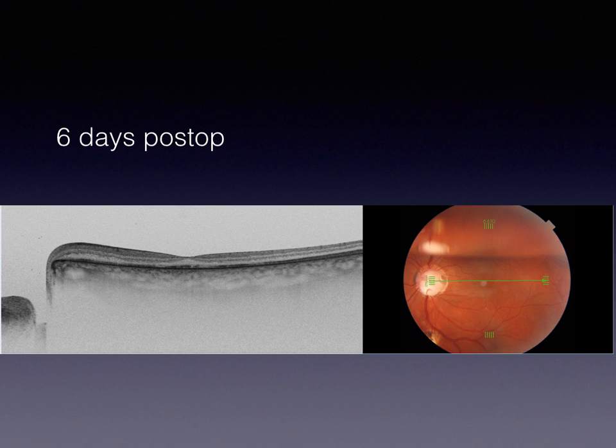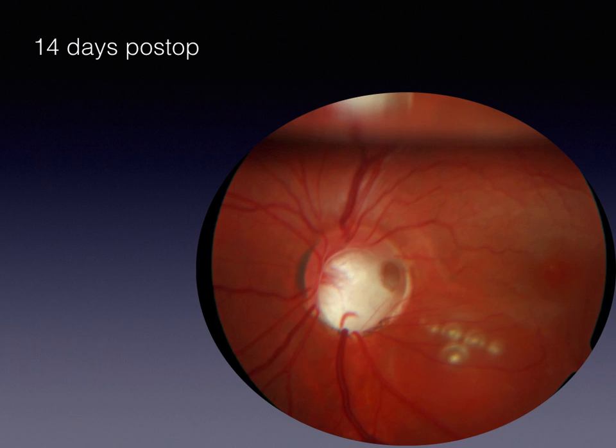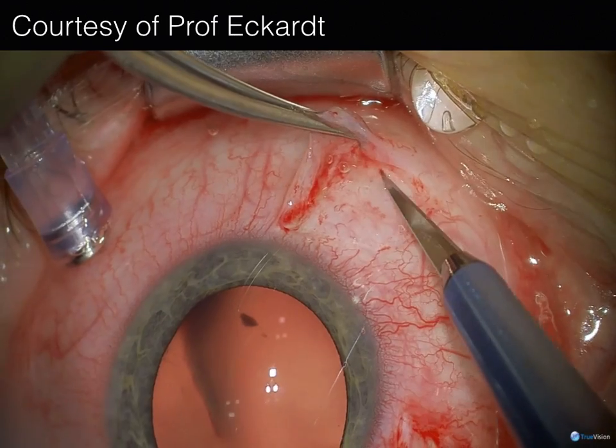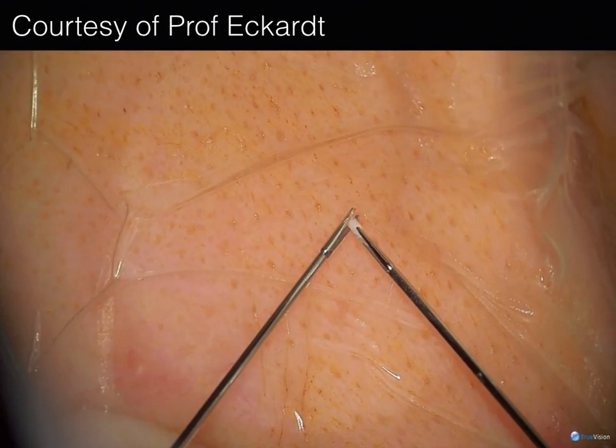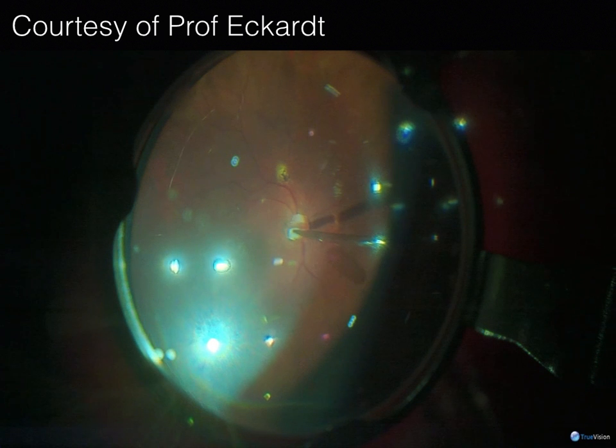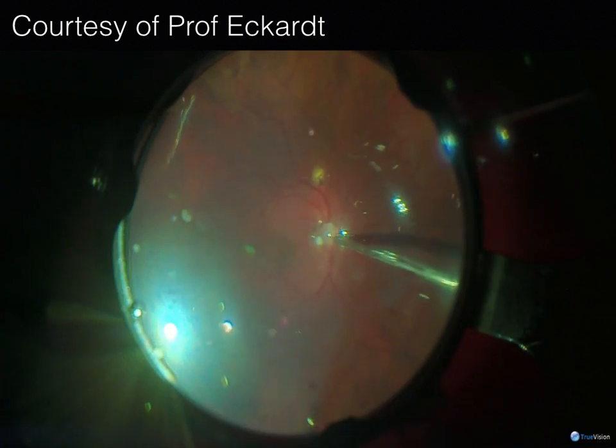6 days post-op, you still see the bubble, 2 weeks. But then look, some bubbles inside the posterior pole under the retina. So definitely some air is coming back, and the pit is not sealed. So what did Professor Eckert do? He used a small fragment of sclera to stuff and seal the pit.